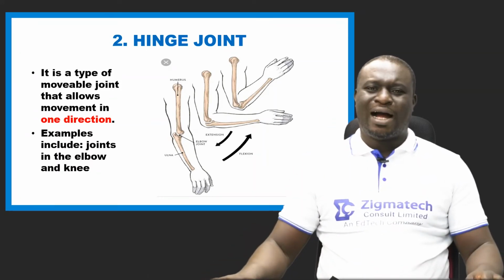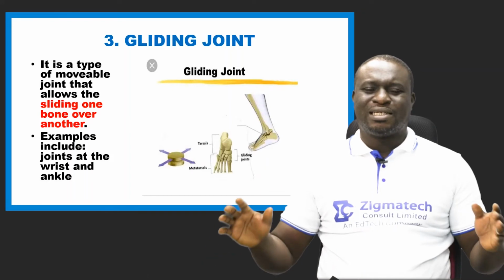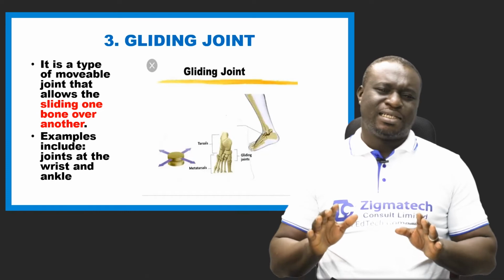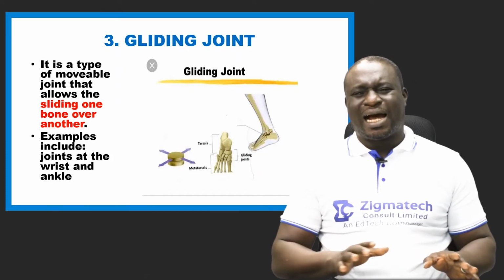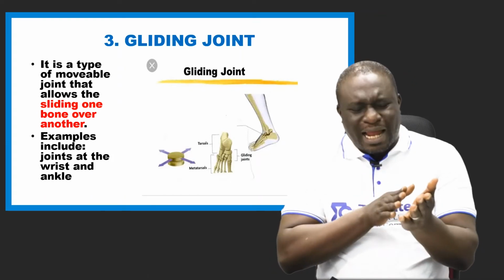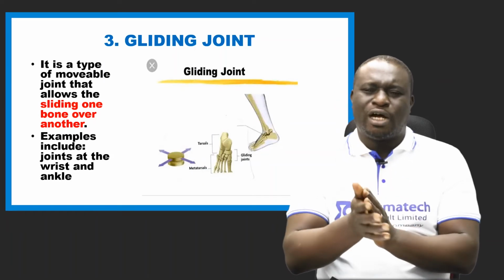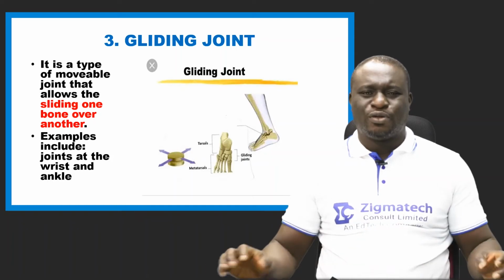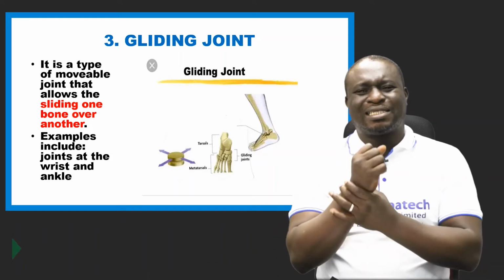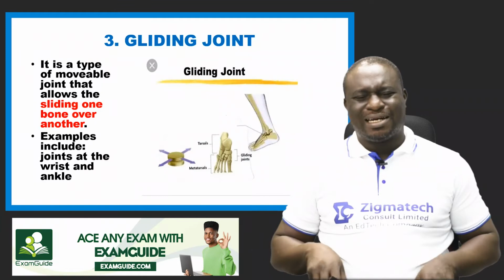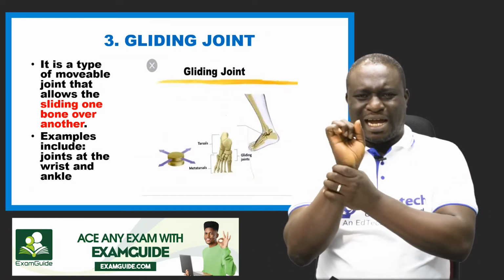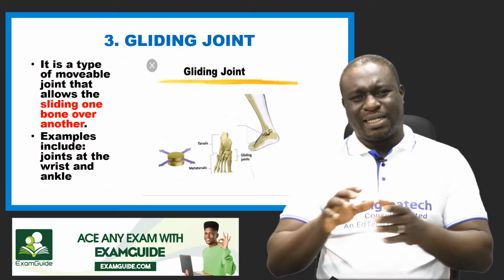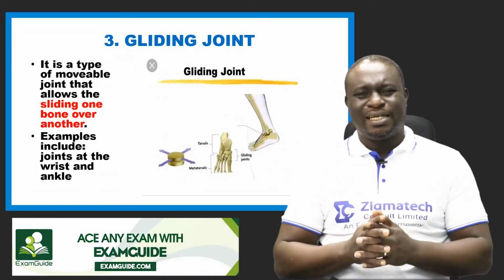Then we have number 3, which is the gliding joint. It is a type of movable joint that allows the sliding or gliding of one bone over another. You can find it mostly at the wrist and also at the ankle. That is where you can get the gliding joint.